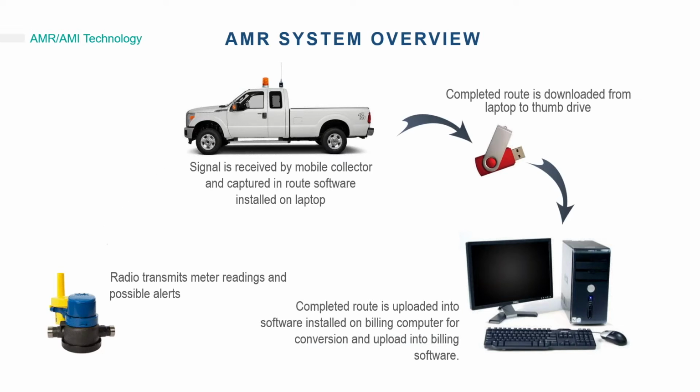So today's typical AMR system generally includes the following components: a water meter that's equipped with a battery-powered radio frequency transmitter that transmits the meter readings and alerts. The signal from the transmitter at the meter is received by a mobile collector that's installed on the utility's meter reading vehicle. The meter reading data is captured in route software installed on the laptop in the meter reading vehicle.